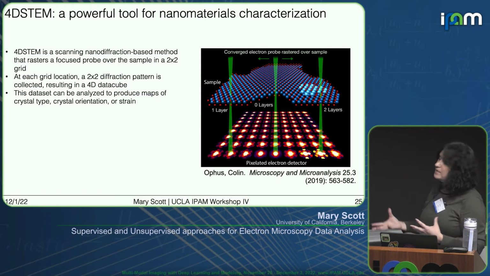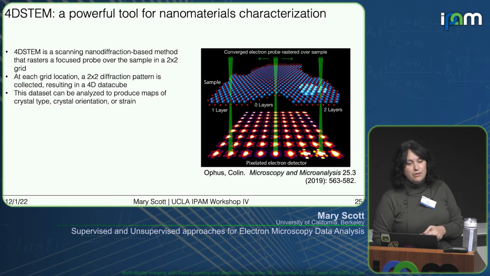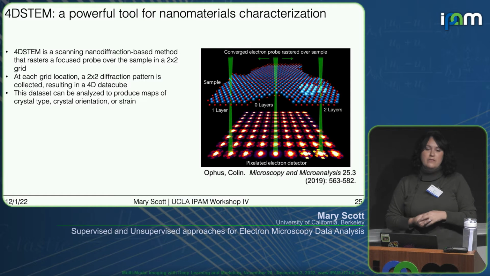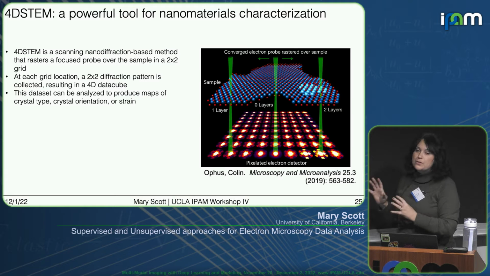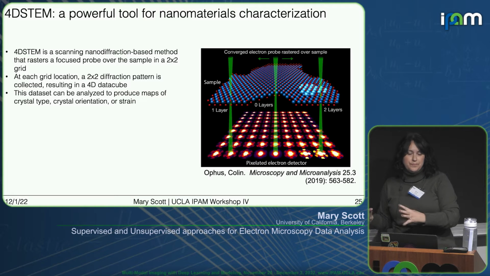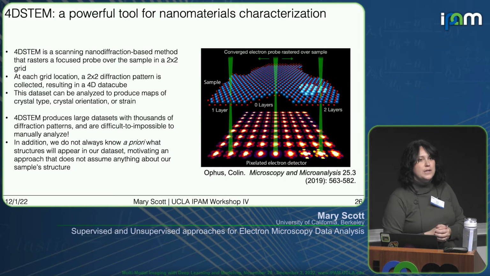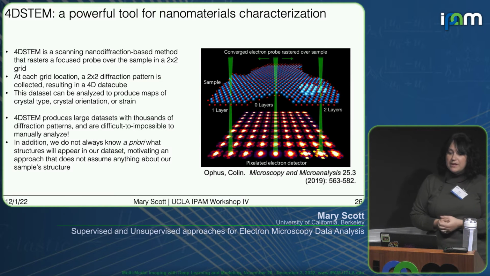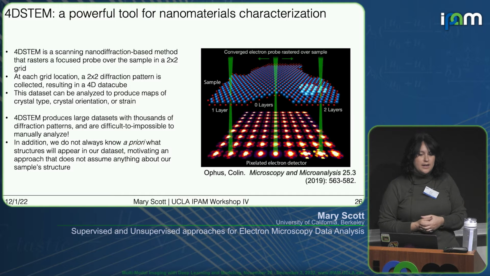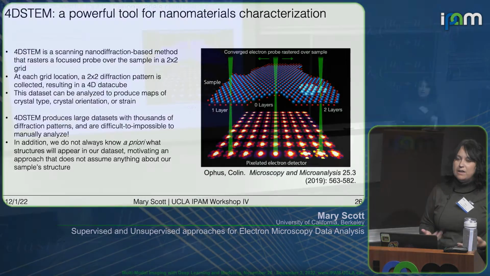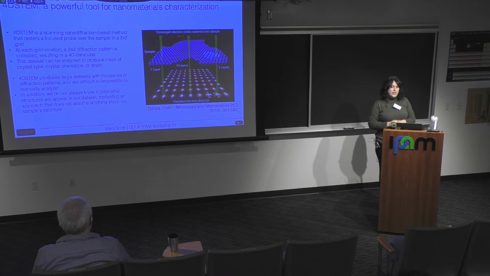And the power of 4D STEM is that because we are taking our diffraction patterns from such a small volume, we're getting a very high resolution map of how these physical features vary in our sample. At least that is the goal. The hard part is that 4D STEM can produce very, very large data sets with thousands of diffraction patterns, and this makes them really difficult, and I would say in most scenarios impossible to manually analyze.